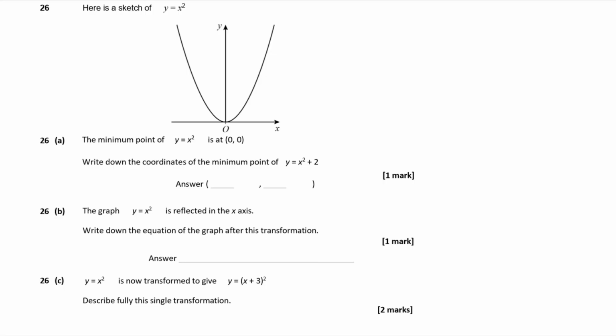Question 26, here's a sketch of y equals x squared. The minimum point of y equals x squared is at 0, 0. Write down the coordinates of the minimum point of y equals x squared plus 2.